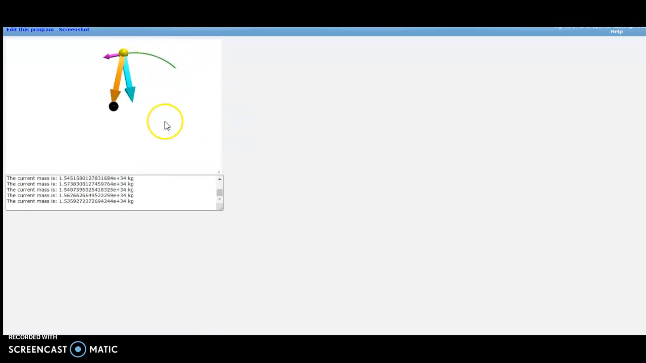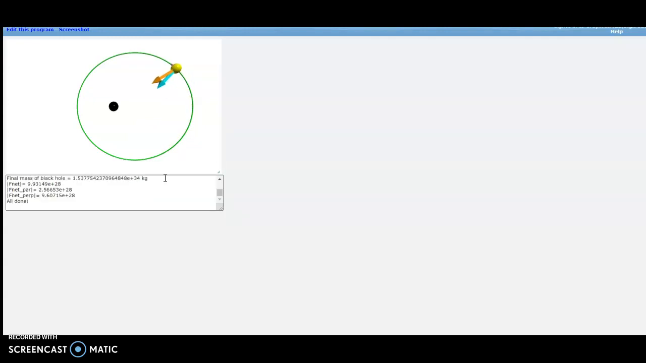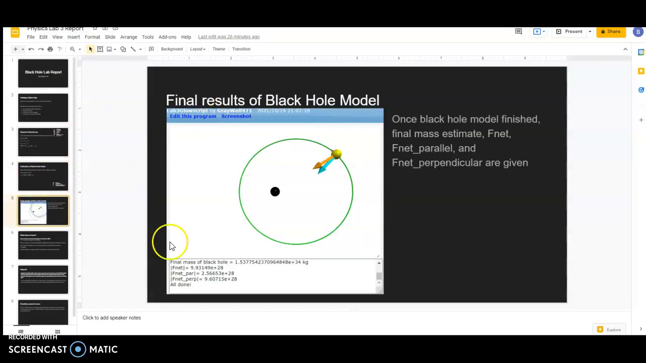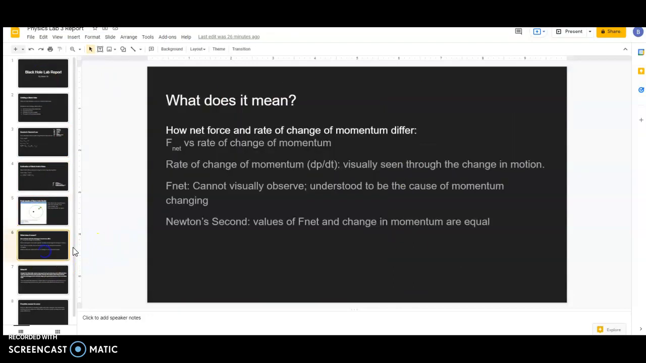This is the code running, and it prints the various mass estimations at each point of motion for the star before printing the final estimation for the mass of the black hole, the magnitude of the net force, the magnitude of the parallel component of the net force, and the perpendicular component of the net force and its magnitude. And these values are given here as well.